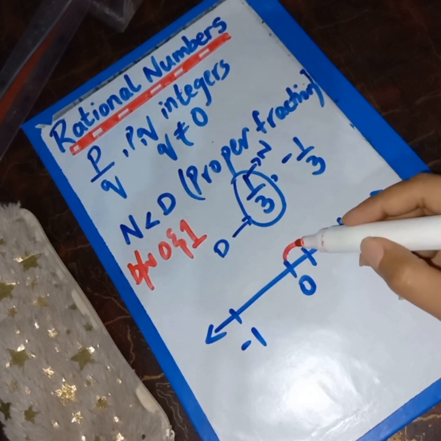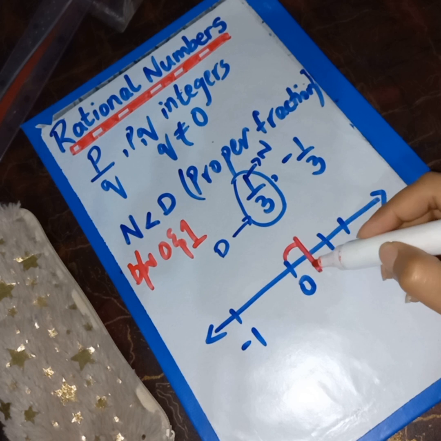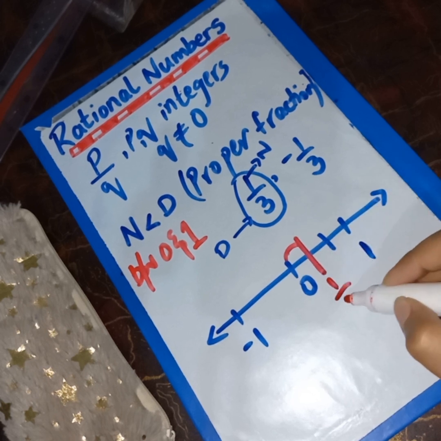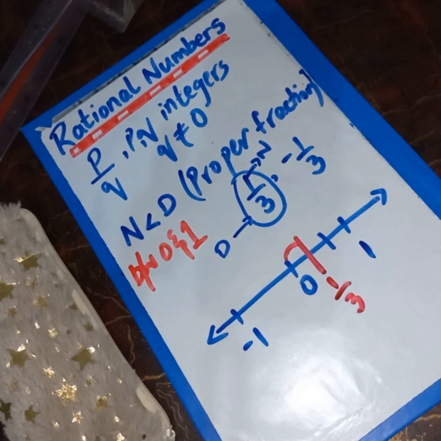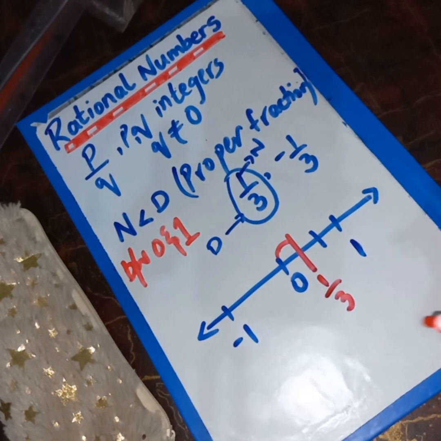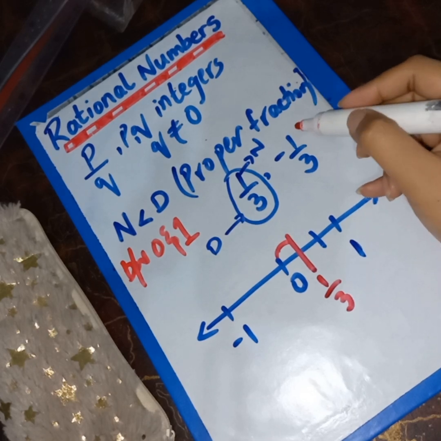So this will be the place of 1 by 3 on the number line. I hope you people understood my point, which I'm trying to explain to you. Now corresponding to it, look over this: minus 1 by 3.